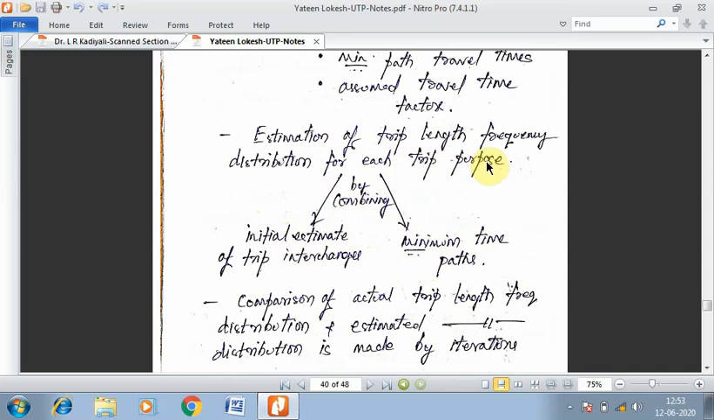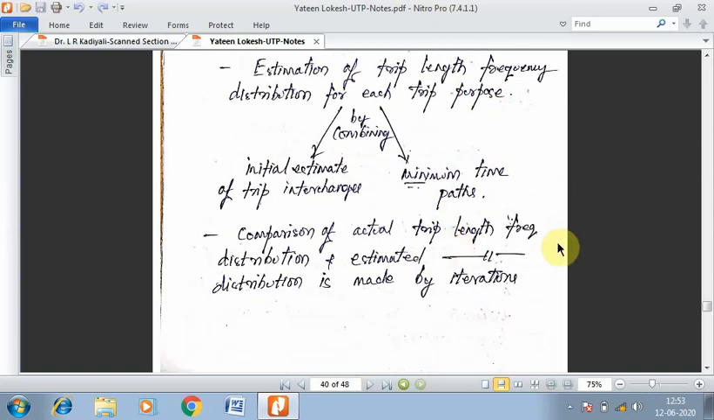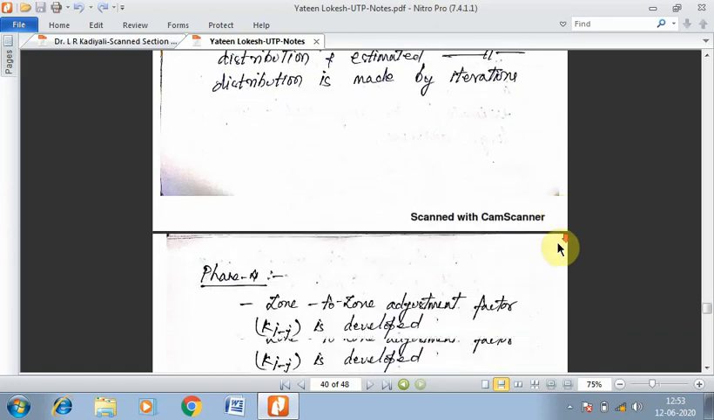It might be for education, it might be for business, or it might be for recreation. Depending upon your need of a particular purpose, you need to combine them. Then a comparison of the actual trip length frequency distribution and the estimated trip length frequency distribution is made by a number of iterations, as we have already carried out in the examples we saw in the previous videos.